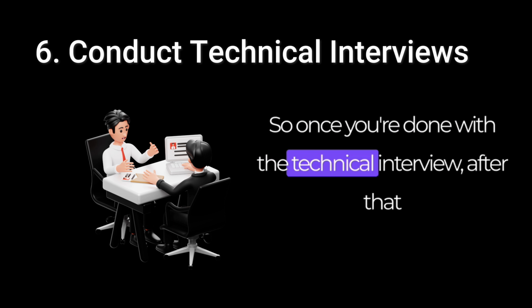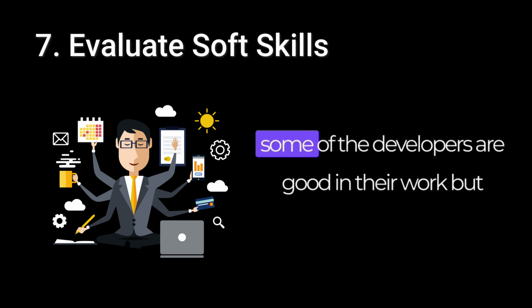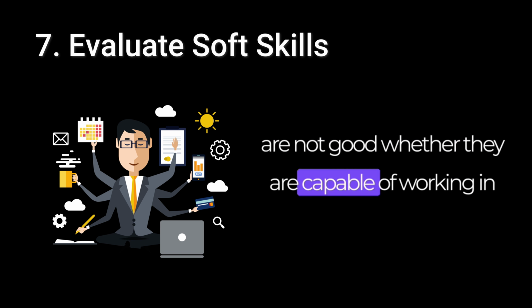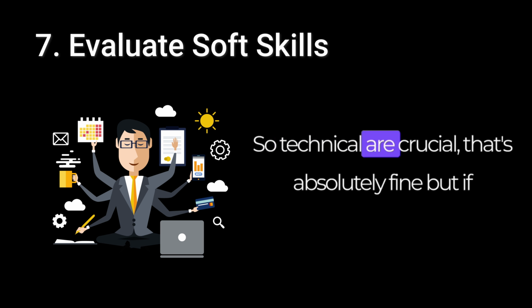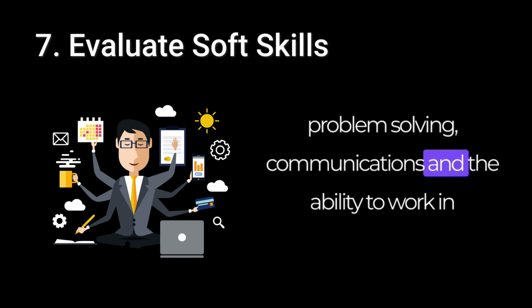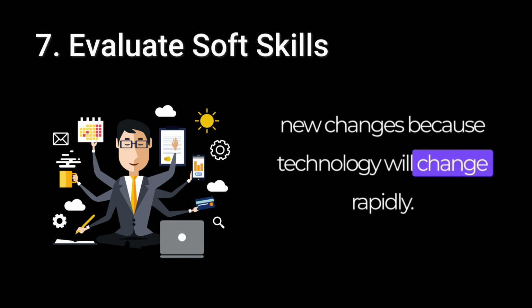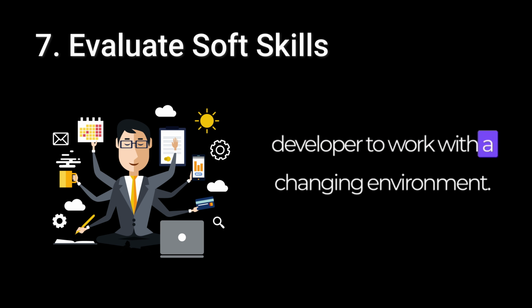Once you're done with the technical interview, after that comes the seventh one: evaluate his soft skills. Because some of the developers are good in their work, but when it comes to working in a work environment, they are not good. Whether they are capable of working in the environment which you have or not. Technical skills are crucial, that's absolutely fine, but he or she should also have soft skills such as problem solving, communication, and the ability to work in a team, and also improvement and the ability to adapt to new changes, because technology will change rapidly. So it's an inbuilt character of a developer to work with a changing environment.